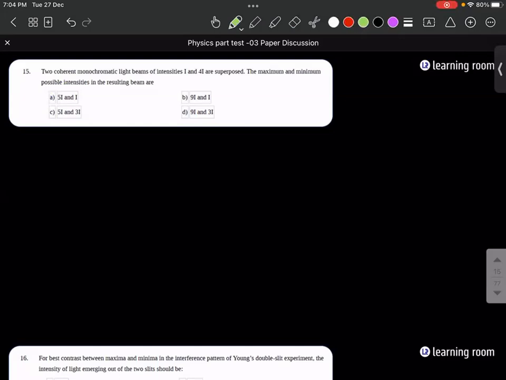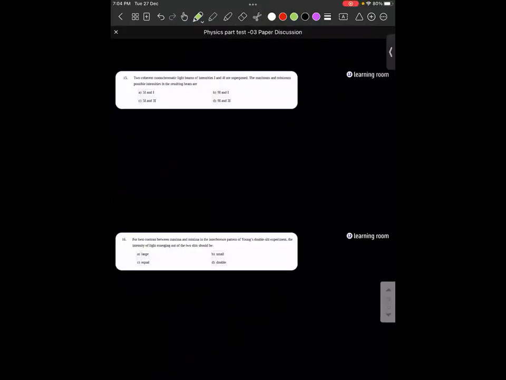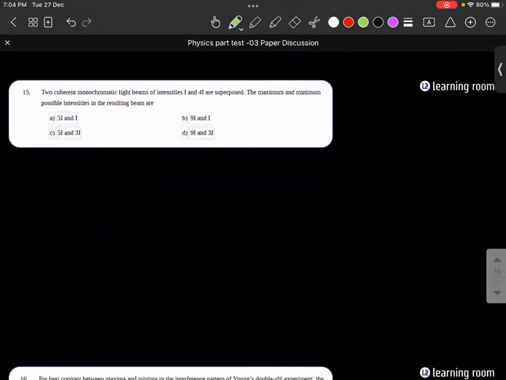The option is given as... Oh, sorry. So what is the value of maximum intensity, guys? What is the value of maximum intensity?